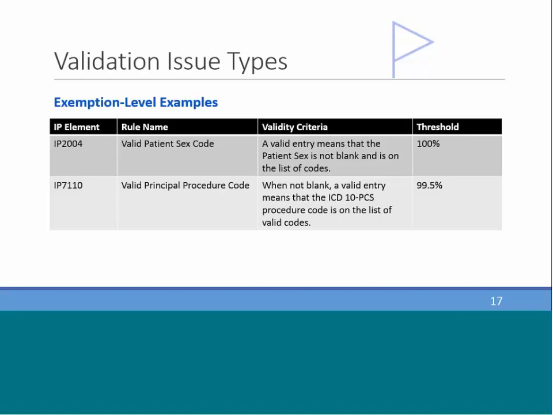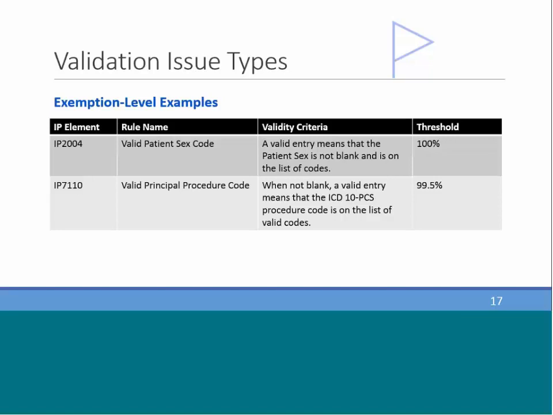So the first example, valid patient sex code, is evaluating whether all instances of IP 2004 are not blank and on a list of valid patient codes. So, for example, the list of validation codes is M equals male, F equals female, U equals unknown. So these are the data we're expecting in that field. If there is another code in this field that is not M, F, or U, an exemption level validation error will be shown on your data.